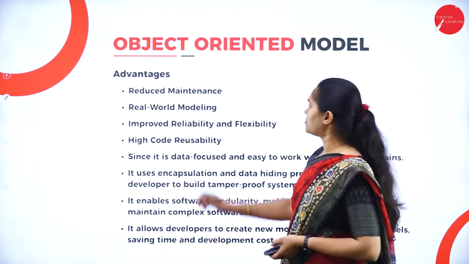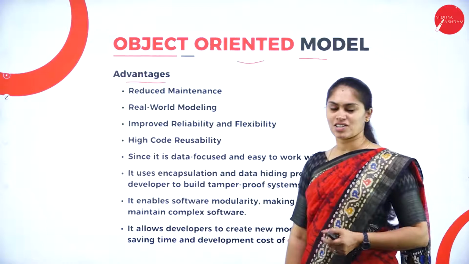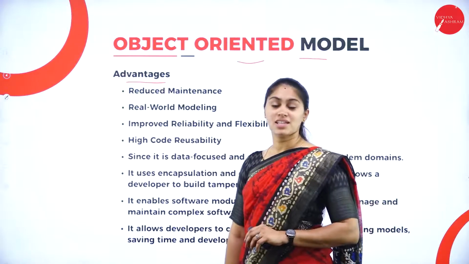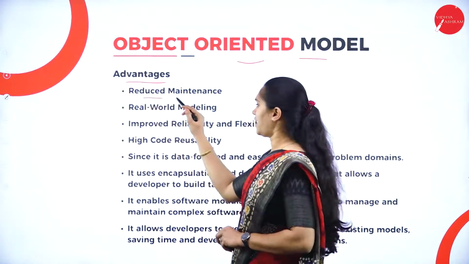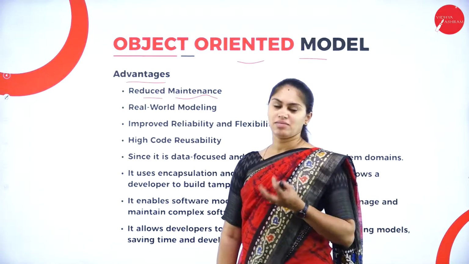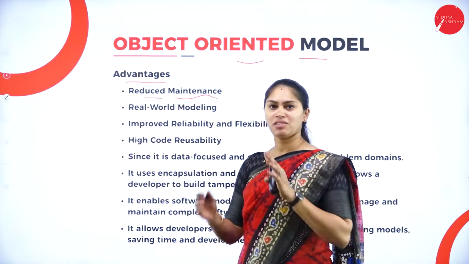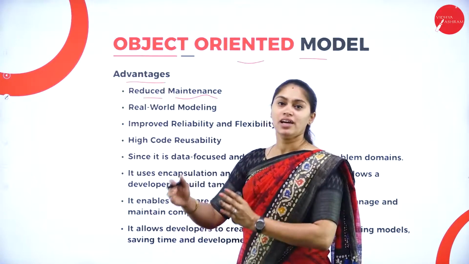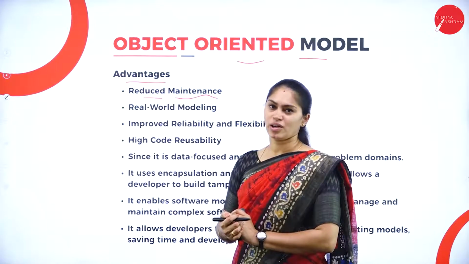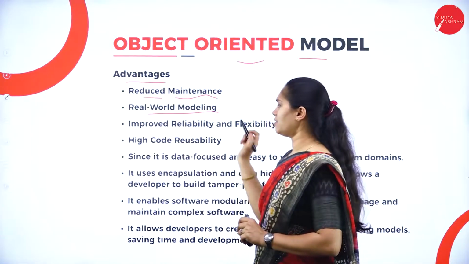Let me go through the object oriented model's advantages as well as disadvantages. By getting to know about the object, we can easily say that it reduces maintenance. Why? Because it is more flexible and simple, so it is easy for maintenance. Why? Because if we organize the objects in a proper manner, it will be easy for maintenance, and also for real world modeling.